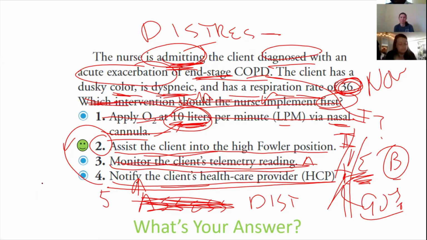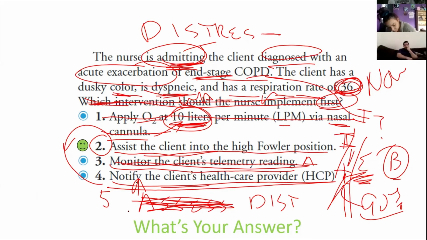If it had said which intervention is best, would 4 be the answer? Yeah. So the best intervention is get somebody else involved, right? Like I said before, questions are not always answered that way. It's usually when you're in between two, right? Well, they're not asked that way. That's that best versus first.